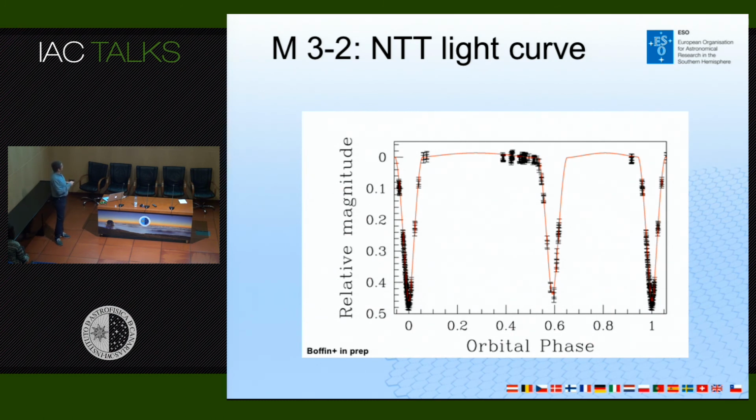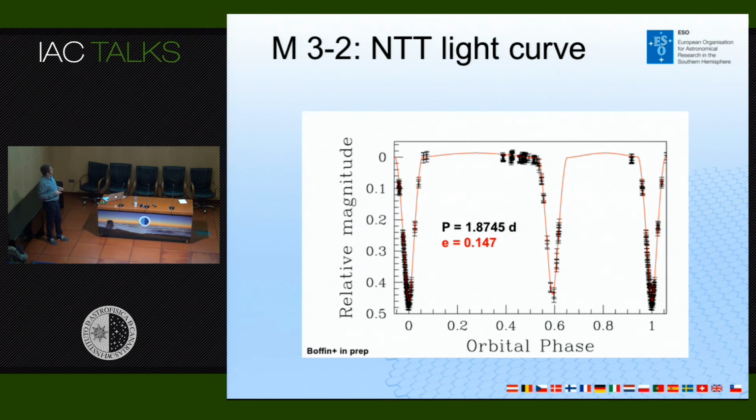But also we see two eclipses, and the two eclipses have the same depth. So this means that we see eclipses by the two stars, so the two stars have basically the same radius. And this is of course difficult to understand if you had a white dwarf and a companion, which should have different radii. So the orbital period we found was 1.8 days and 0.15 for the eccentricity.